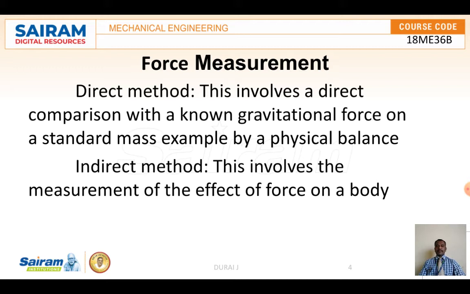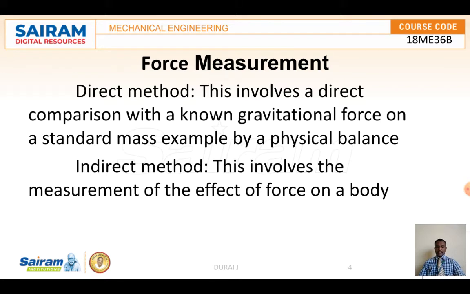We already know the physical balance. On one side we keep the known weight, and on the other side we keep whatever thing we are going to measure. For both, the values will be equal. So the measured quantity will be equal to whatever weight we have put on the other side. So this is the direct method and the easiest method. There is no complexity here.